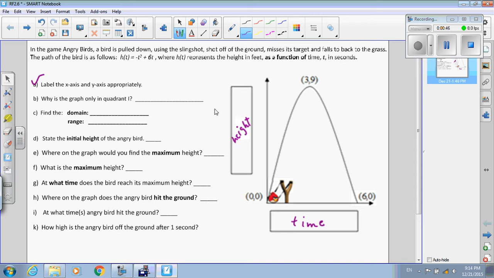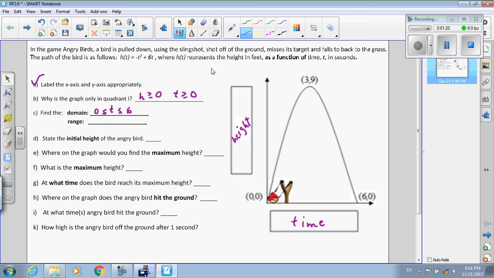Why is the graph only in the first quadrant? Well, it's because we have restrictions. We cannot have negative time and we cannot have a negative height. So the height, h, is greater than or equal to 0, and the same for the time. The domain, in this case, since we talk about time, is the time that it's actually in the air. So it's from 0, included, to 6 seconds.